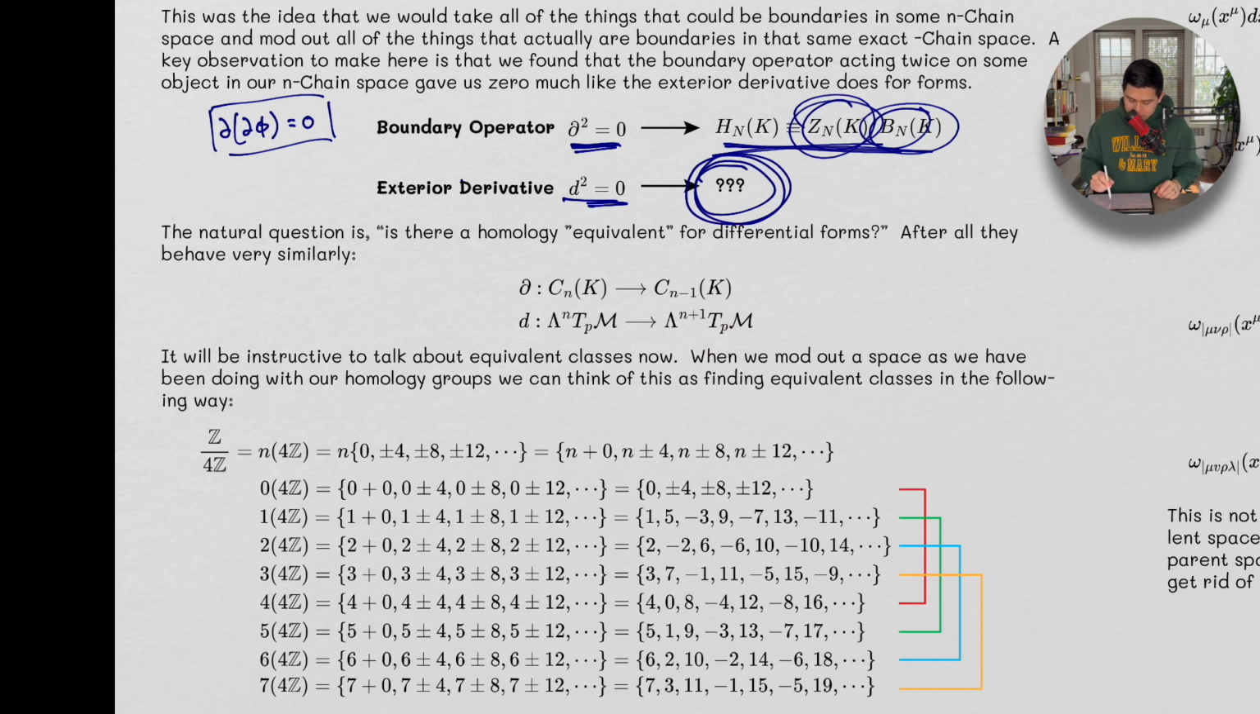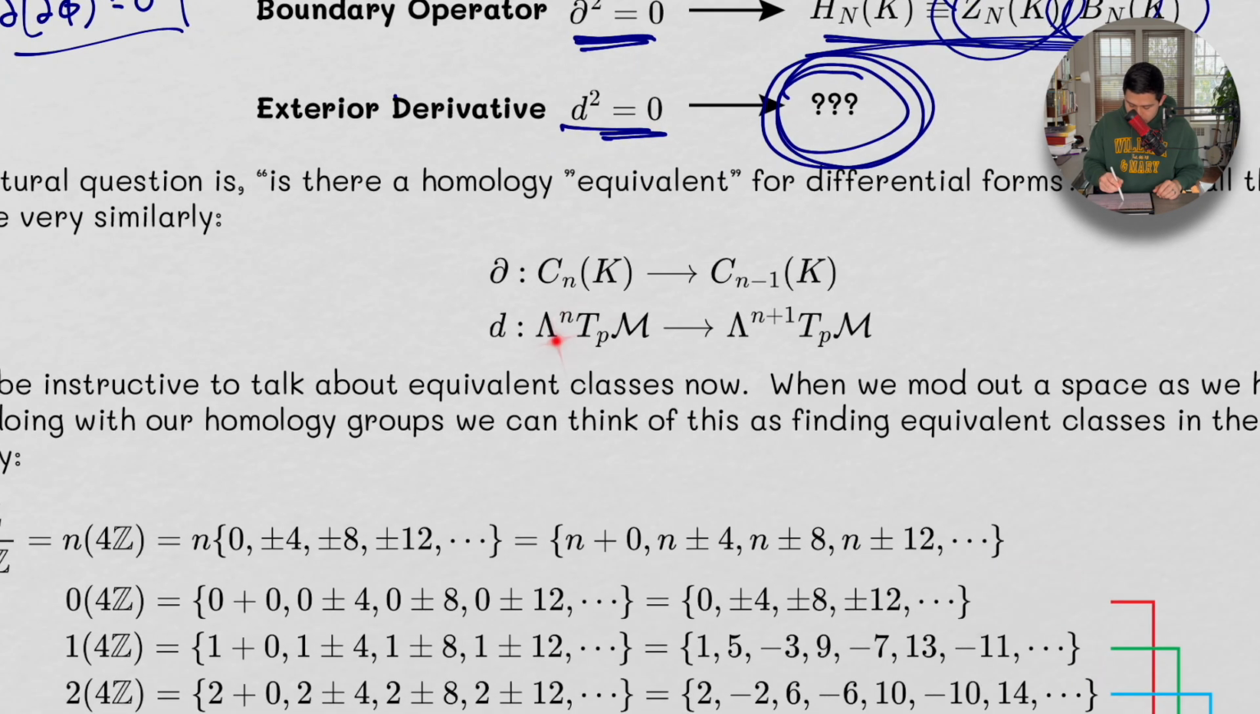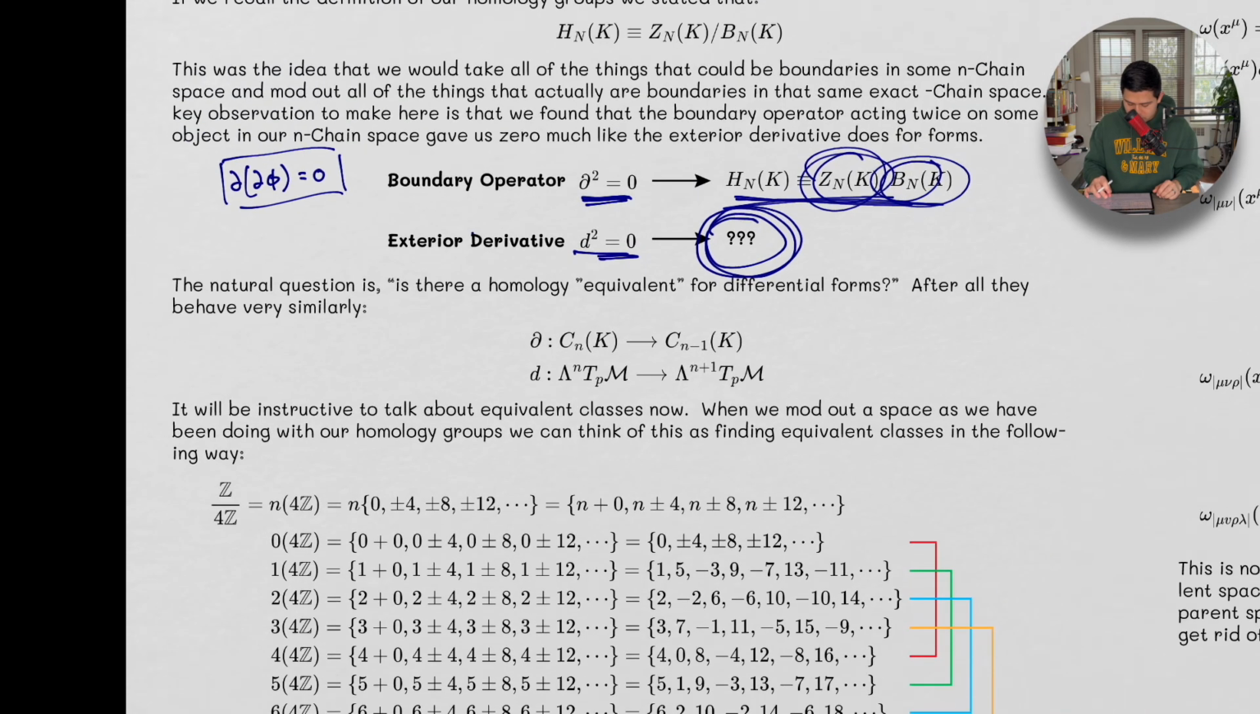Tangent space at point P on a manifold. This is how that reads, right? So this is the exterior space of n-forms in a tangent space at point P on manifold M. Okay? That's how we read that.